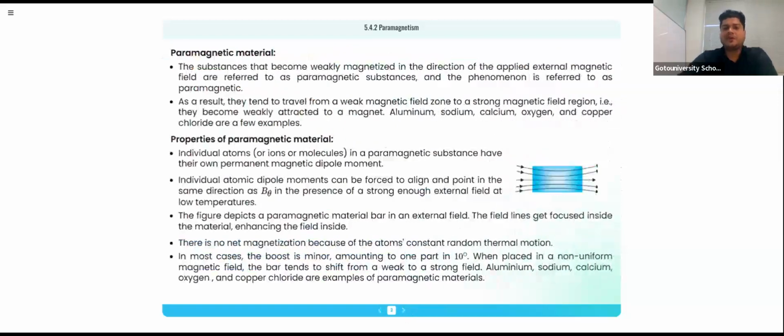Yes, we'll classify on the basis of those points only. Yes, next is paramagnetism.